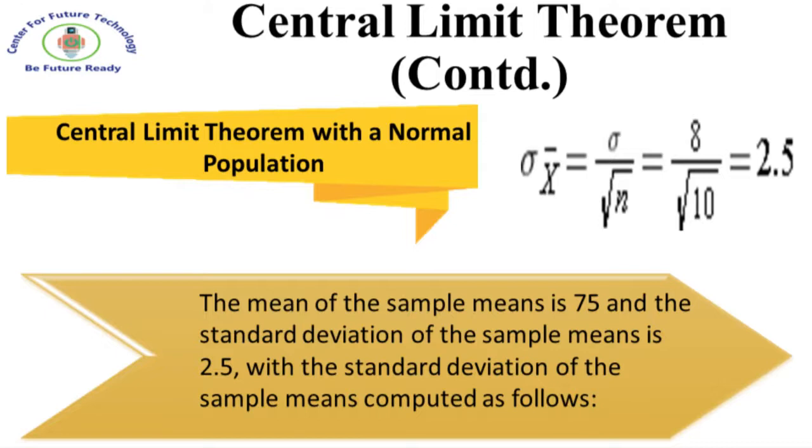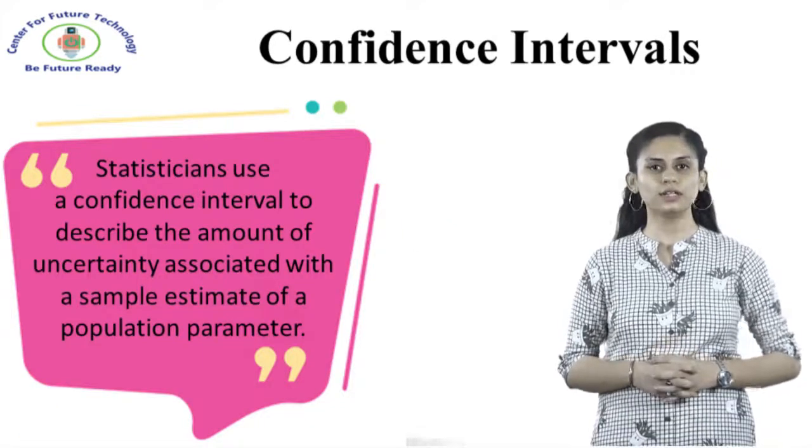If we were to take samples of n equals 5, instead of n equals 10, we would get a similar distribution, but the variation among the sample means would be larger. In fact, when we do this, we get a mean of the sample means of 75 and a standard deviation that is 3.6. The next topic is confidence intervals.